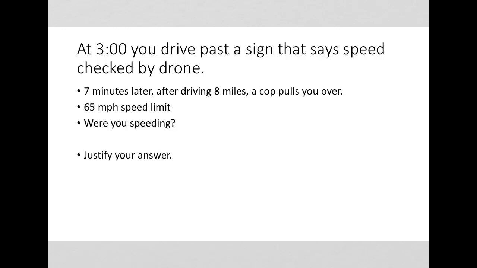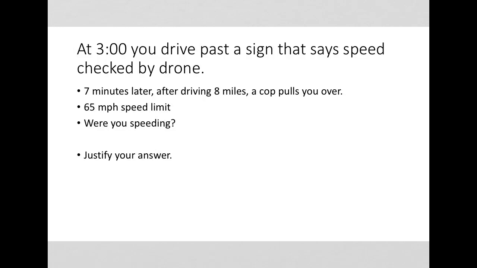Alright, so here we have a problem. We're saying 3 o'clock, you drive past a sign that says speed checked by drone or by aircraft, and then 7 minutes later, after driving 8 miles, a cop pulls you over. 65 miles an hour was the speed limit. Question is, were you speeding and how do you know?